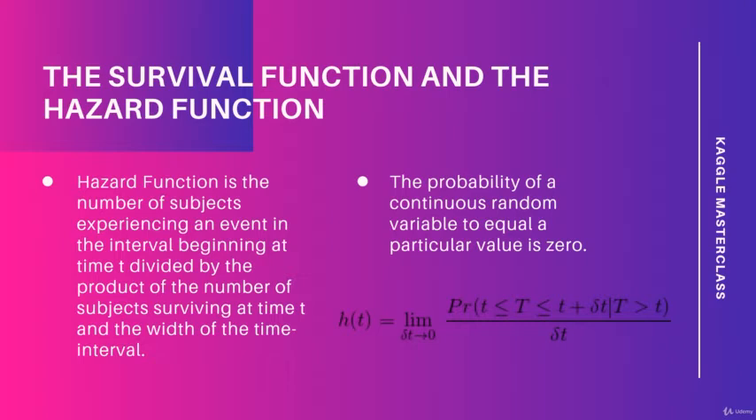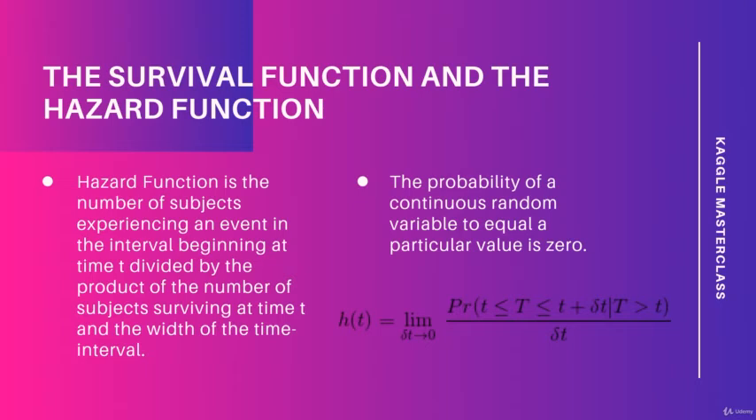Since our goal is to find the risk of an event, we don't want the risk to get bigger as the time interval delta t gets bigger. Thus, to adjust for that, we divide the equation by delta t. This scales the equation by delta t. The equation of the hazard rate is given here.